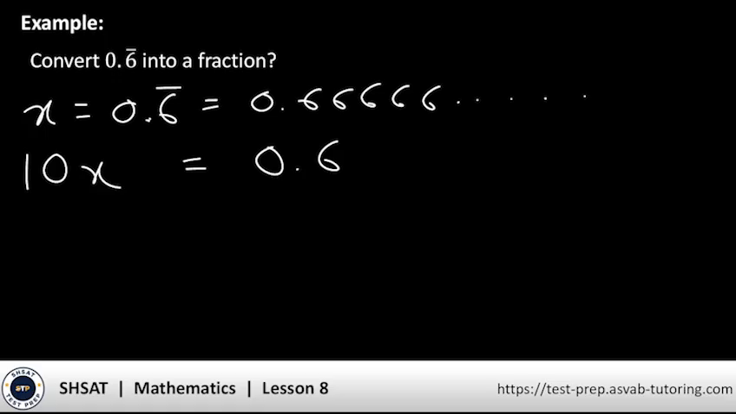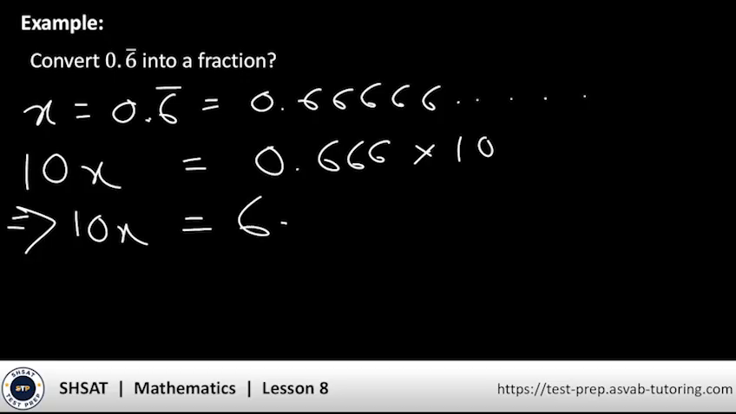So just hear me out. Let's just look into the entire thing and then it's going to be very clear in your head. So in the case of 0.666, now I'm going to multiply 10 with it, right? So now that's 10x equals, if you multiply this, it's going to be 6.666 and so on, right?